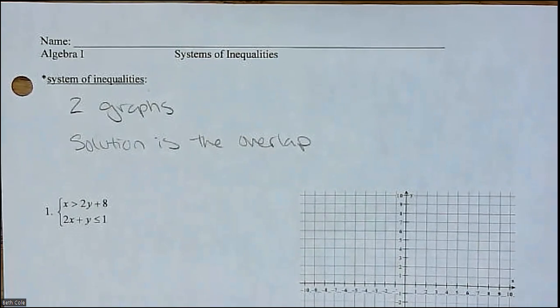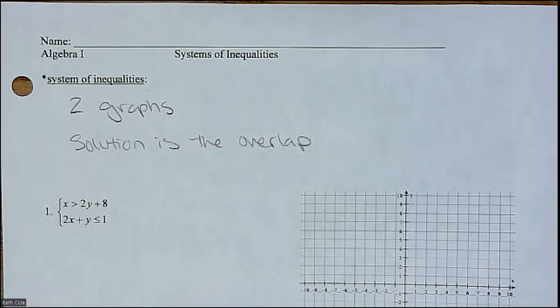We remember that sort of, okay. So you're going to have two graphs at once, and your solution is where they overlap. Now, my suggestion is to do them one at a time. So let's do this first one.